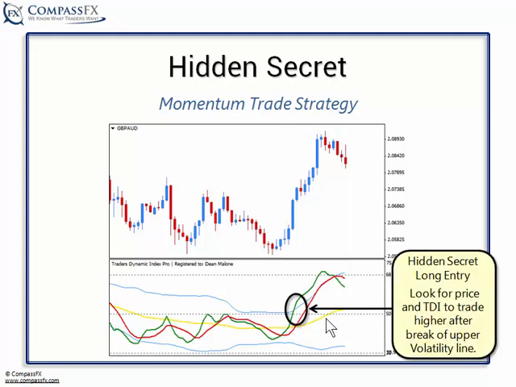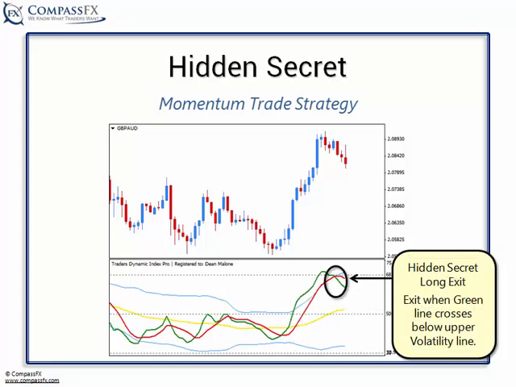When we take a closer look at the entry, what we want to find is that the green line is breaking above the blue volatility band. And we want to see that the green line is crossed over the red line and preferably above the yellow line. Notice that the yellow line is flat here and slightly rising up. Those are indications of a long trade. Now the important thing is that we want to see that both price above and the TDI are trading higher after the break of the upper blue volatility band.